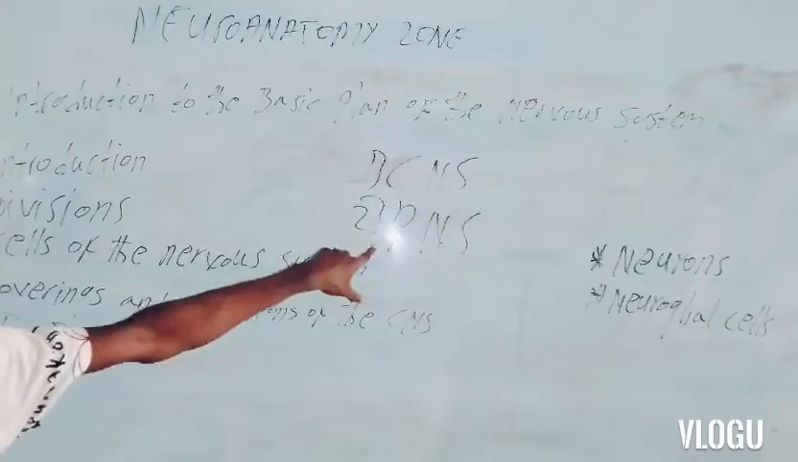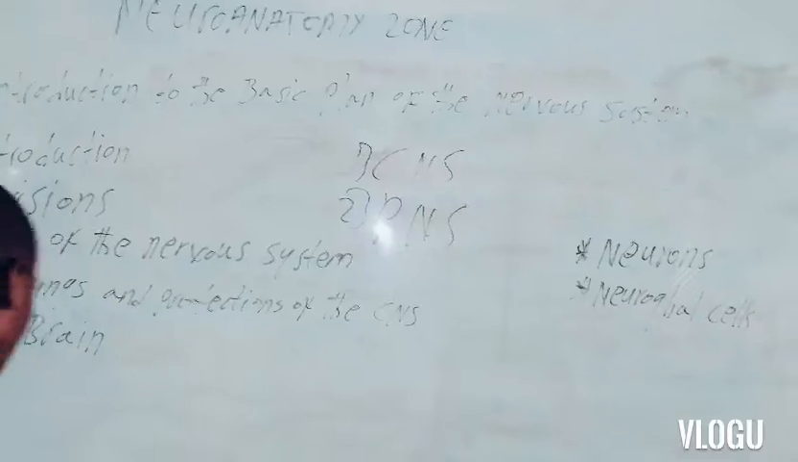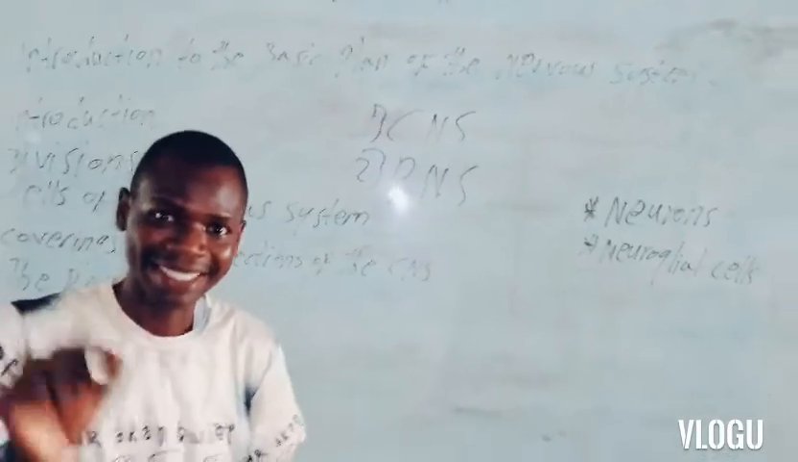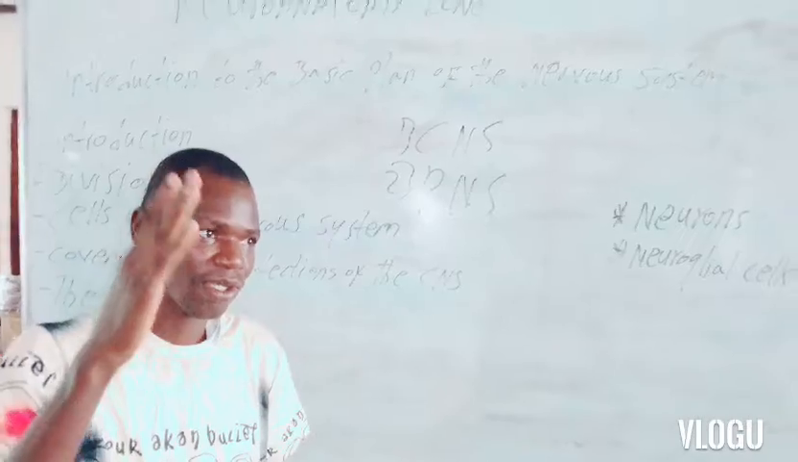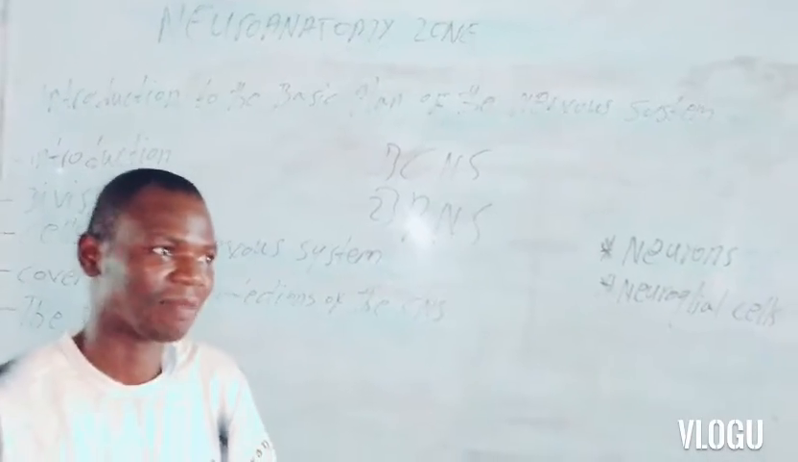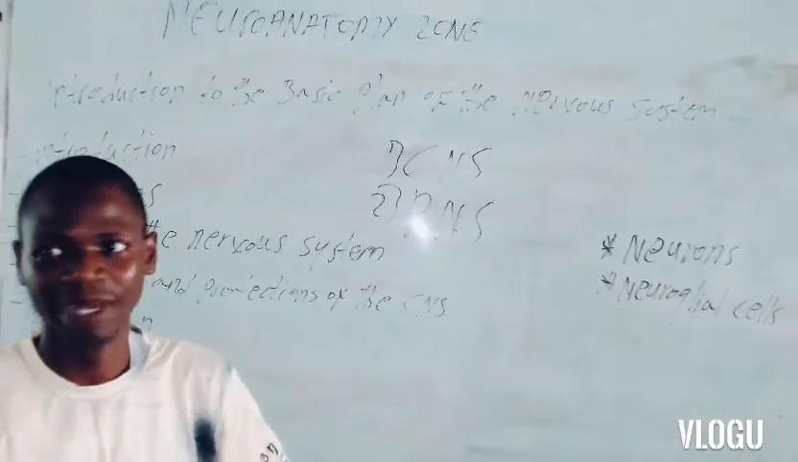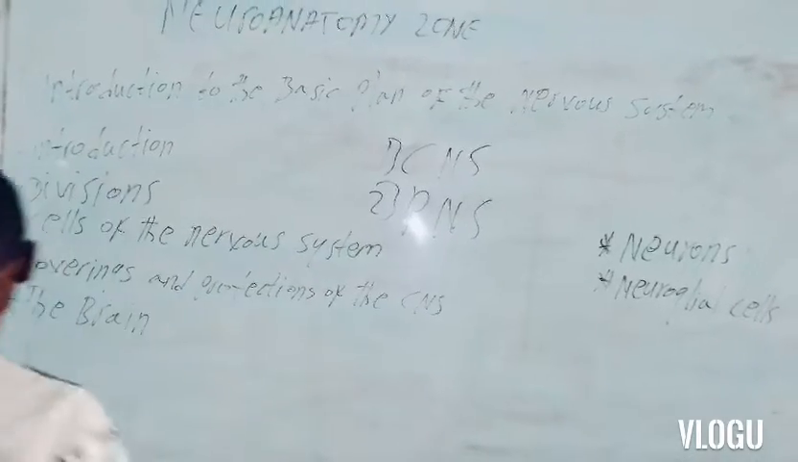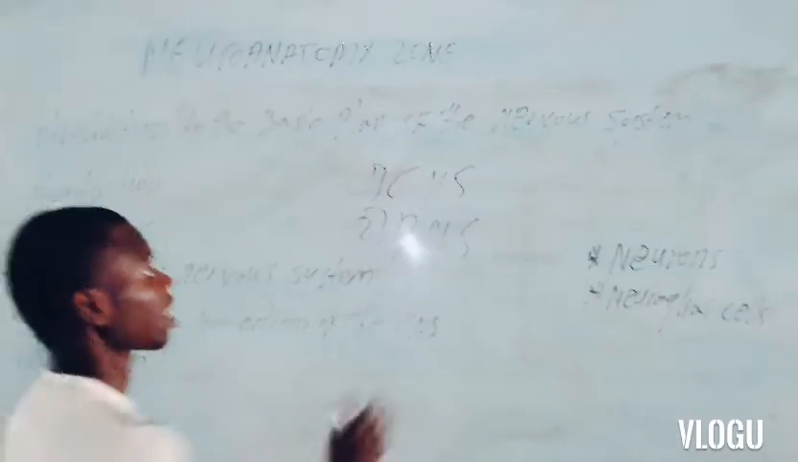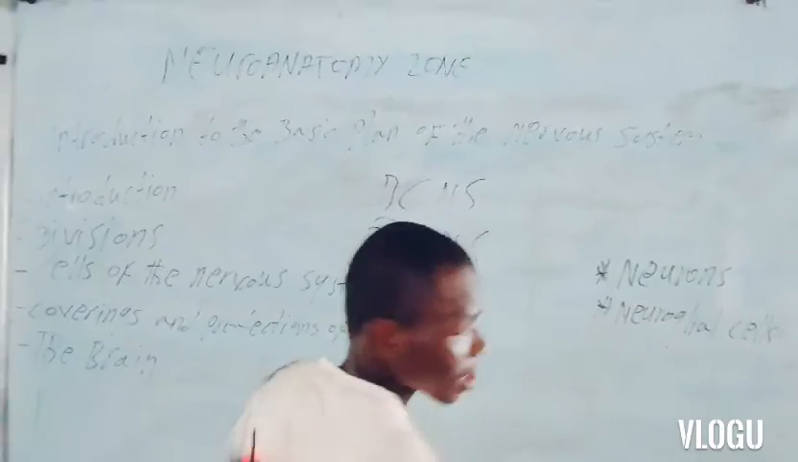The peripheral nervous system, on the other hand, is the part of the nervous system that is not the brain and the spinal cord, every other part of the nervous system that is not the brain and the spinal cord. Now, let me give you an illustration.